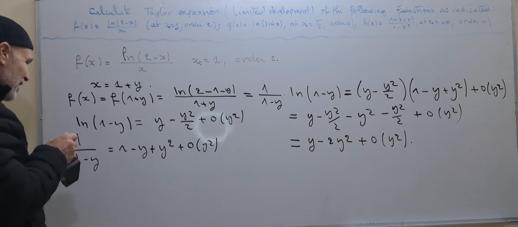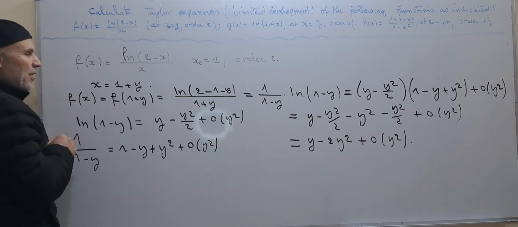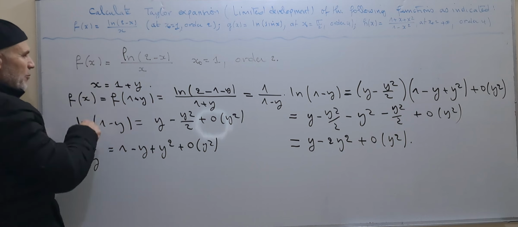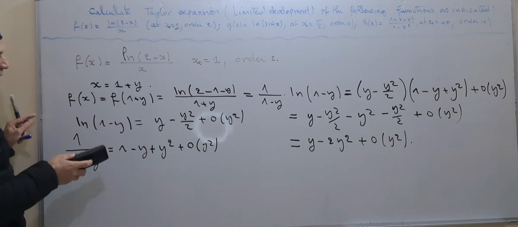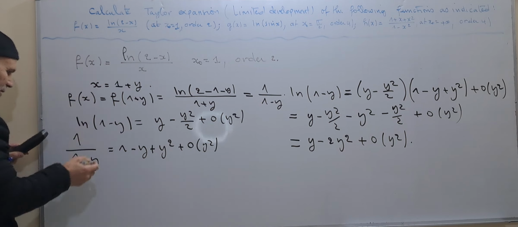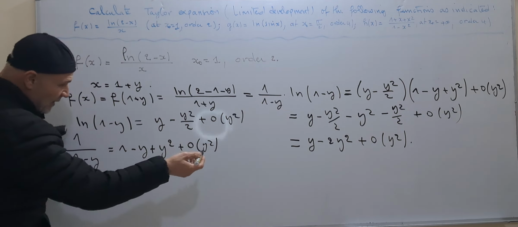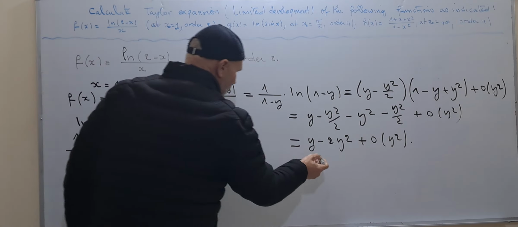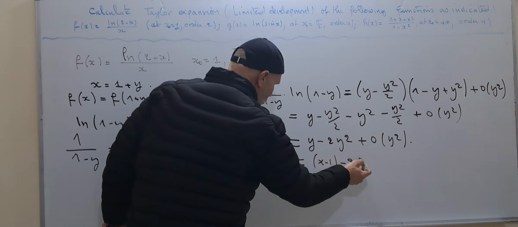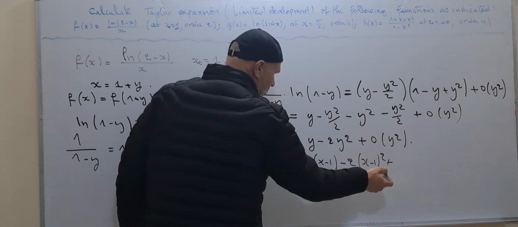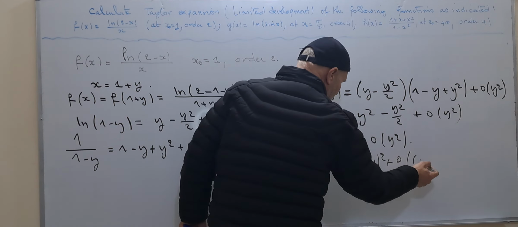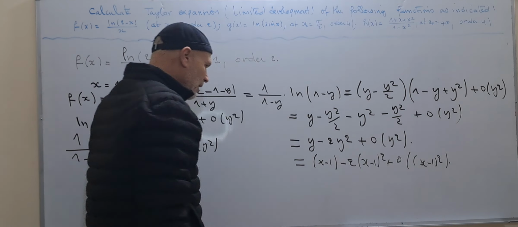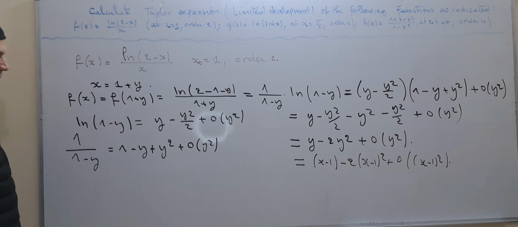This is the first method. The second way, we can use the differentiation of this function. I will propose a second method for this exercise. Then we come back to the original function, so it will be minus (x minus 1) minus (3/2)(x minus 1) squared plus o of (x minus 1) squared. This is the limited development or Taylor expansion to order 2 at the point x0 equal to 1.